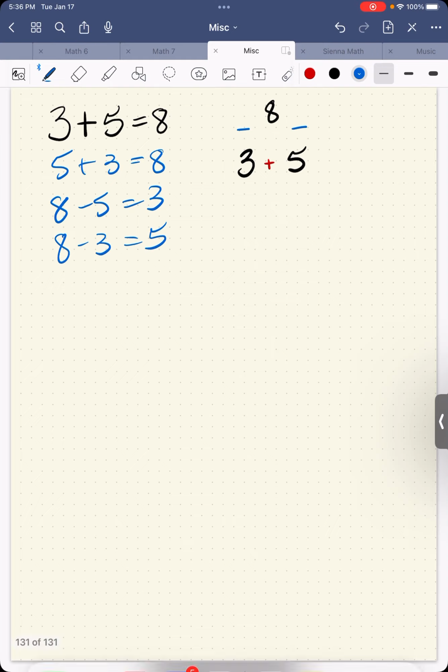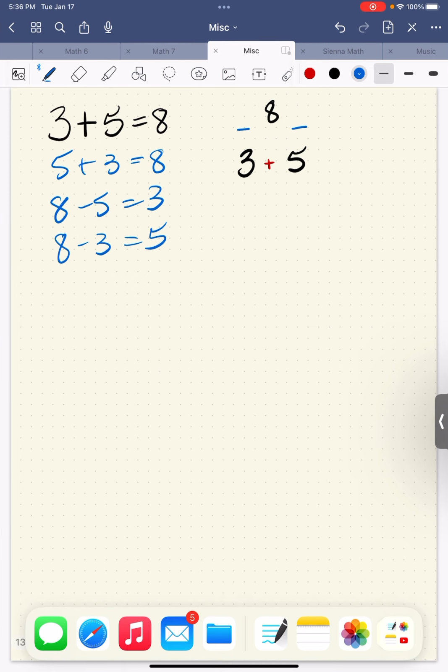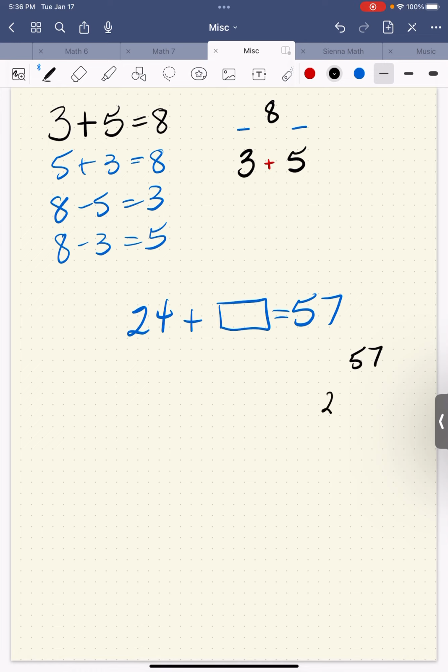So the problem that you had, I don't remember exactly what it was. It was something like 24 plus blank equals 57 or something like that. So something like that you can relate back to the fact family idea, where you have 2 out of 3 parts of the fact family and 1 is missing. So we have the 57, we have the 24, and then we have a question mark here.